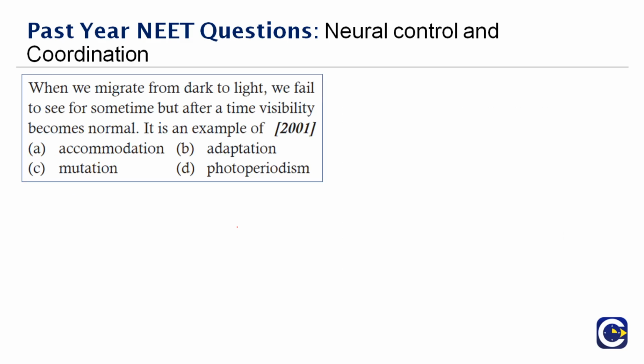Next question here. When we migrate from dark to light, we fail to see for some time, but after a time visibility becomes normal. It is an example of dash. So what do you think will be the answer here? It takes some time for the rhodopsin to split into.